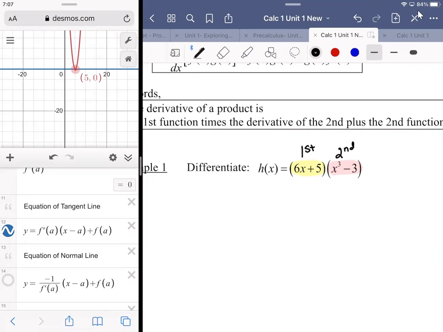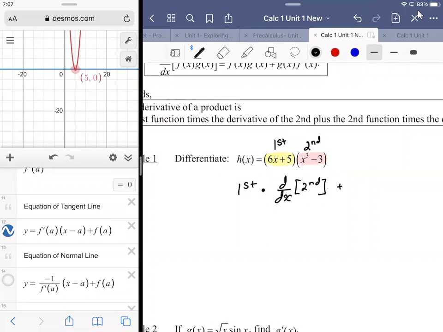All right. Why is it the first? Because it's the first one I see. I'm looking at two functions. One of them is the first, the other is the second. All right. What I'm going to do is take that first function and multiply it by the derivative of the second function. Then I'm going to add to that the second function multiplied by the derivative of the first function.